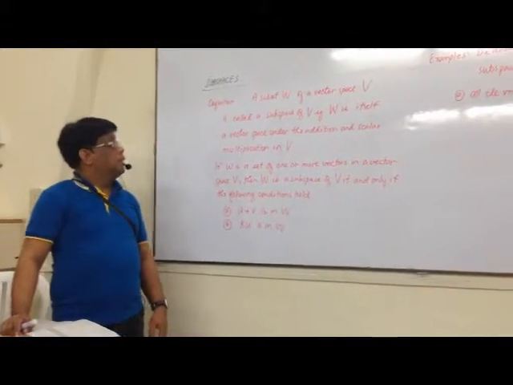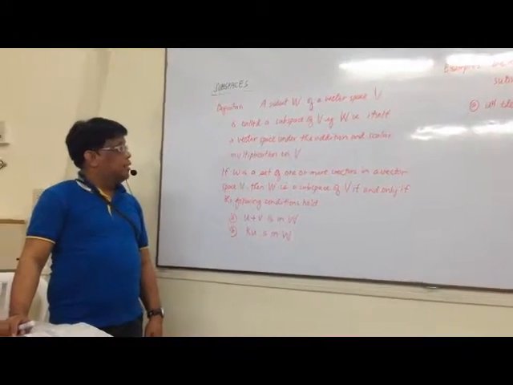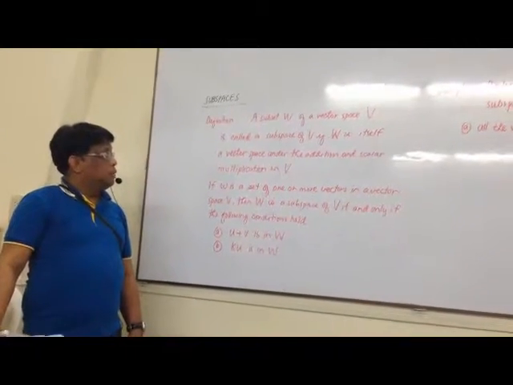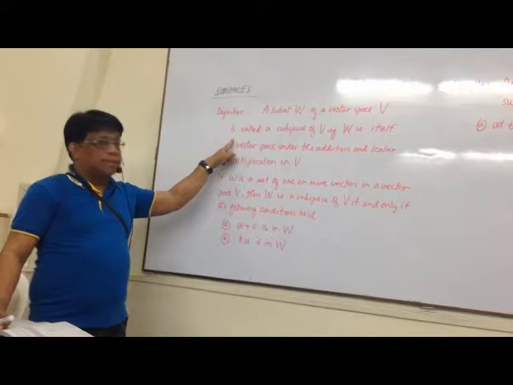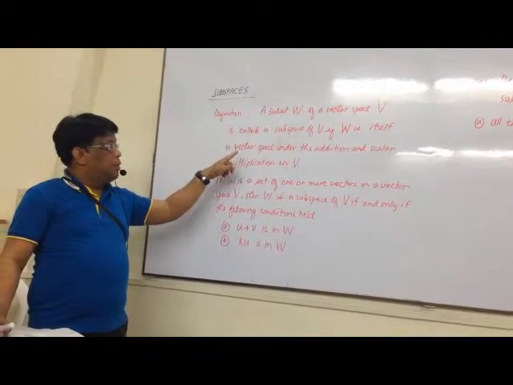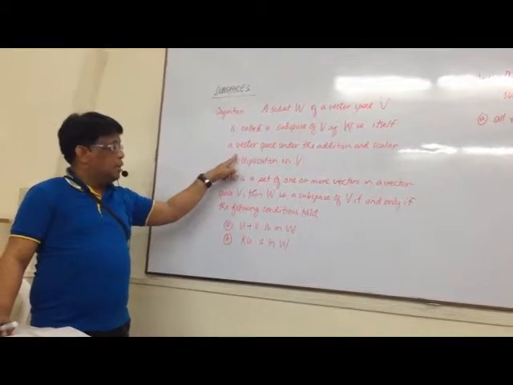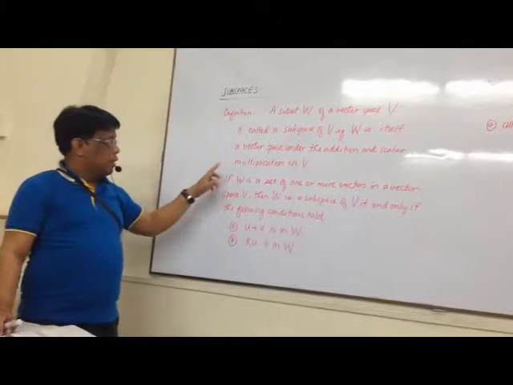Now to subspaces. So we have the definition here. A subset W of a vector space V is called a subspace of V if W is itself a vector space under the addition and scalar multiplication on V.